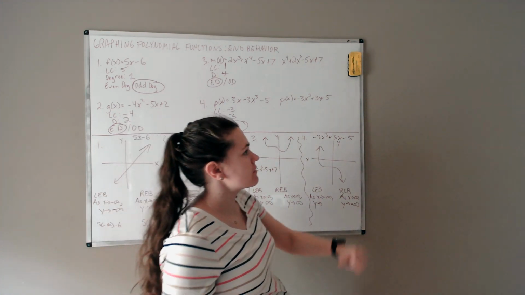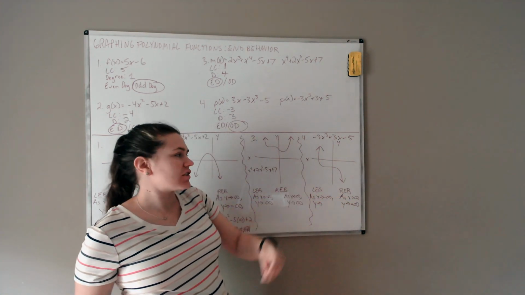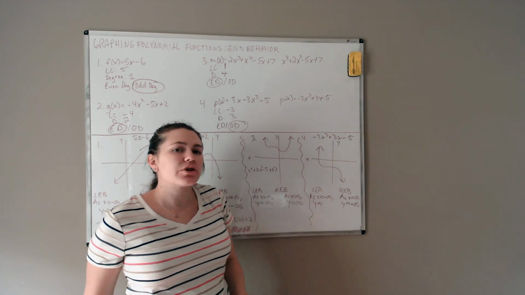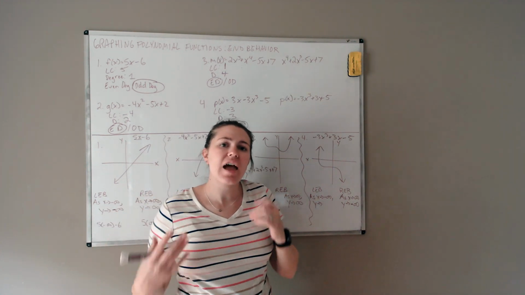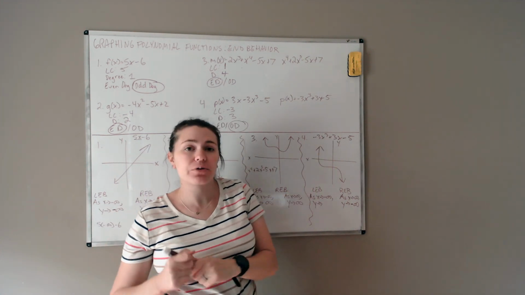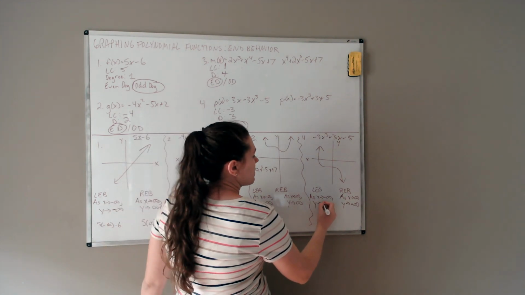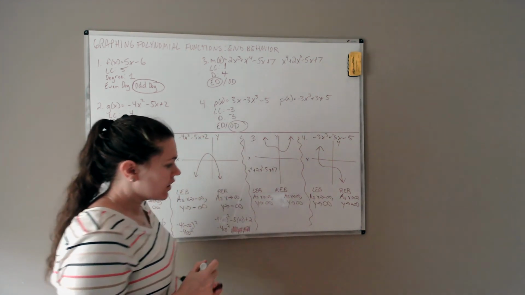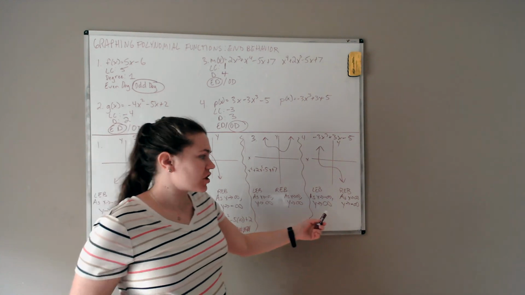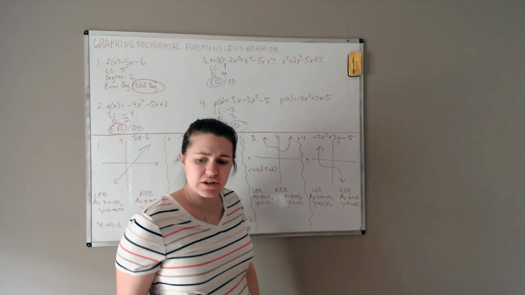Negative infinity is negative x's. So if I take negative values and raise them to the third, they're going to be negative. But then I multiply them by negative 3, and they're going to be positive. So they go in opposite directions. Okay, so let's look at something.